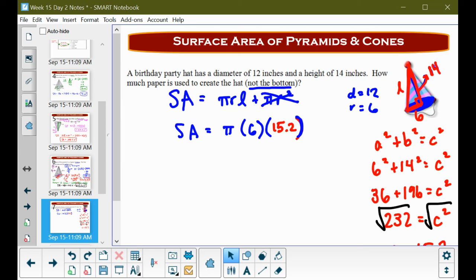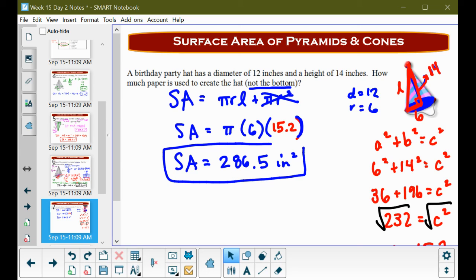So if I do 15.2 times 6 and then multiply by pi, I get the value for my lateral area, 286.5. And our units are inches squared. So a birthday hat here with a diameter of 12 inches and a height of 14 inches would use 286.5 square inches of paper.